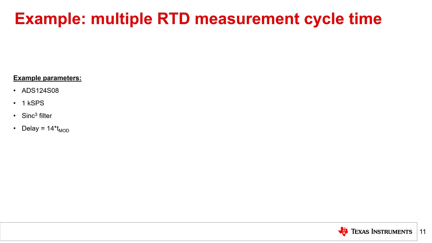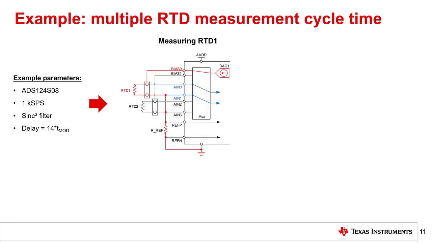The ADC parameters for this example are given on the left. We will use the ADS124S08 operating at 1 kilosample per second with the Sinc3 filter and a delay of 14 modulator clock cycles. Next, let's include the 2-channel, 2-wire RTD measurement circuit that was previously introduced. This specific image shows the bias path for RTD1 in red and the measurement path in blue. In this case, the IDAC is output on bias 0 and the ADC measures between AN0 and AN1.